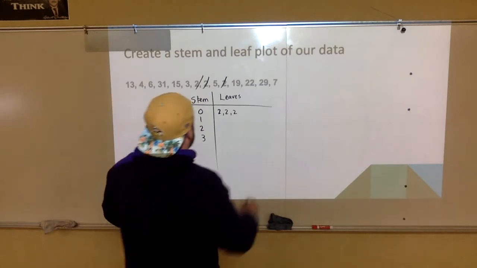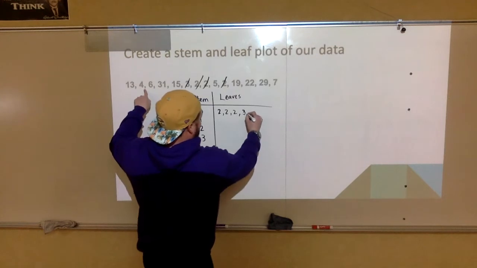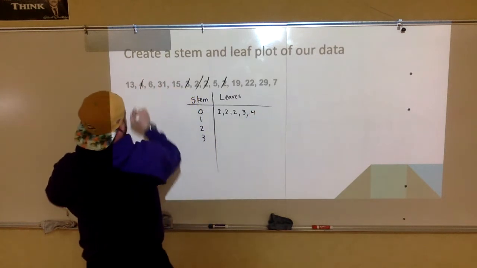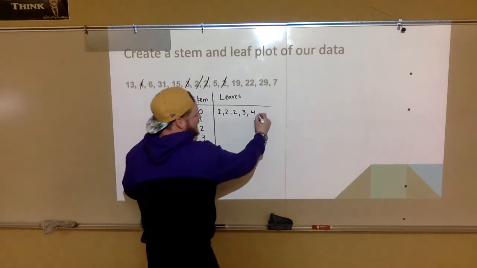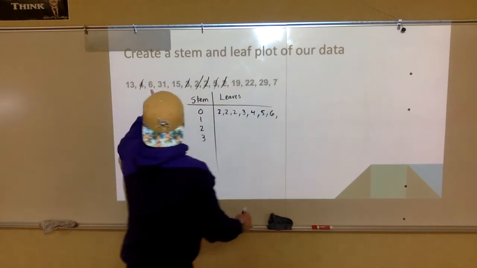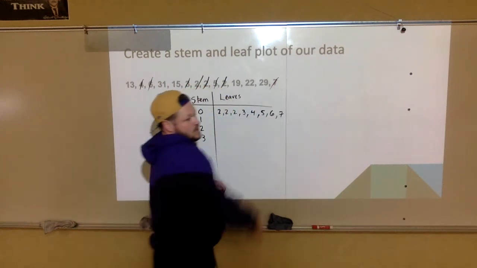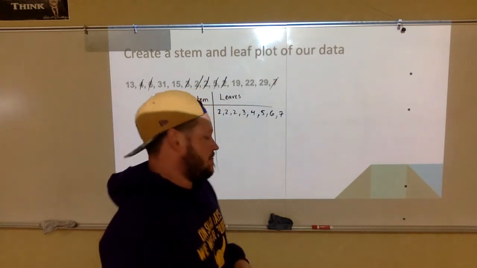The next largest number looks like it's a 3, and then a 4, and then a 5, and a 6, and a 7 right here. So that would be my first row done.